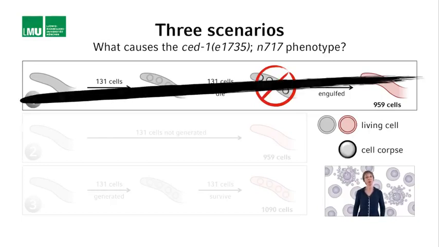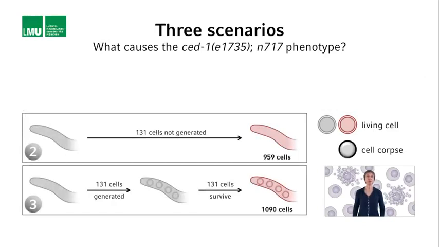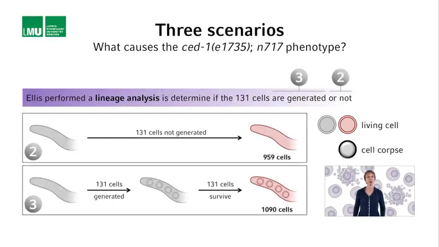To distinguish between the second and third possibilities, Hilary Ellis performed lineage analyses. She basically followed parts of the development of N717 animals to determine whether the 131 cells that normally die were generated in the mutants, and if so, what their fates were. For this experiment, she had crossed the SED1 mutation E1735 out of the N717 mutant background. She therefore analyzed N717 in an otherwise wild-type background.